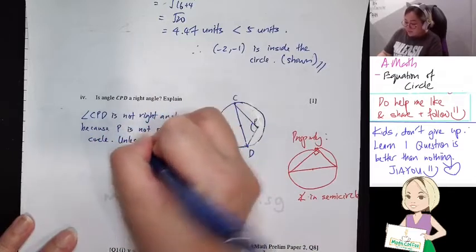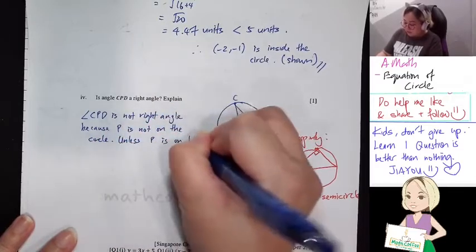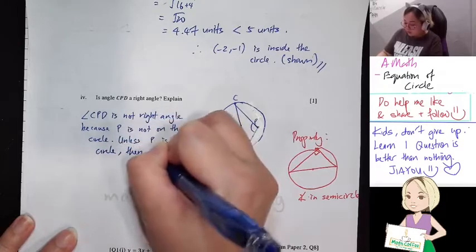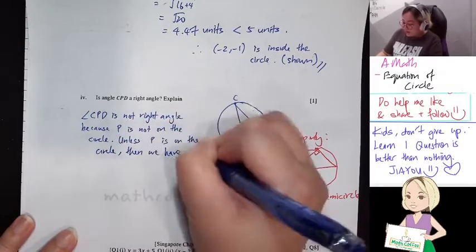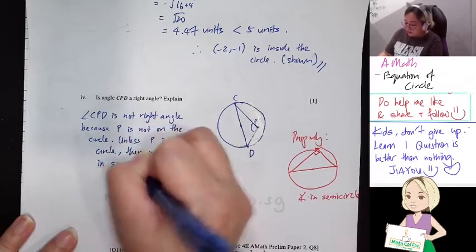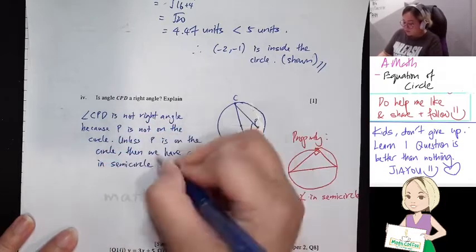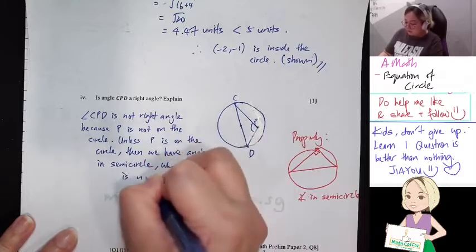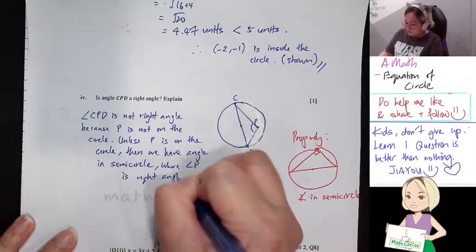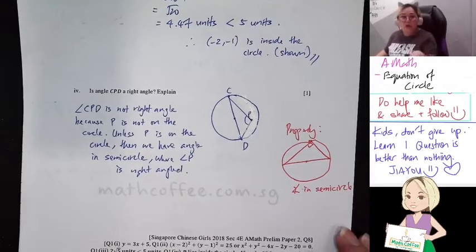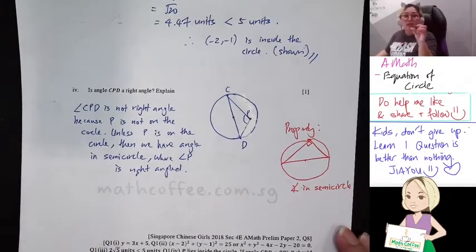Unless P is on the circle, then we have angle in semicircle, where angle P is a right angle. So you need to mention first that it is not a right angle and why. The key thing is you have to mention that angle in a semicircle.